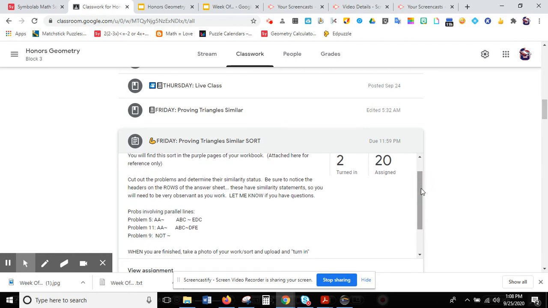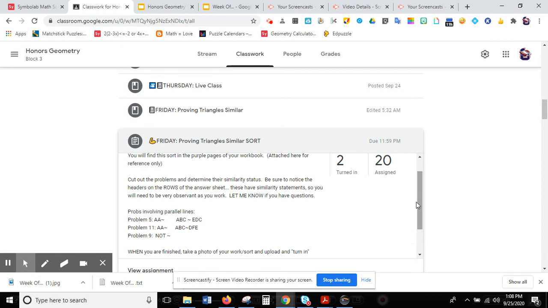So we know that problem 5 is ABC and EDC, so I'm just going to put 5 there. We know number 11 goes here, and number 9 can kind of go anywhere. So I'm just going to cross those off for a second, just so we don't work on one of those.